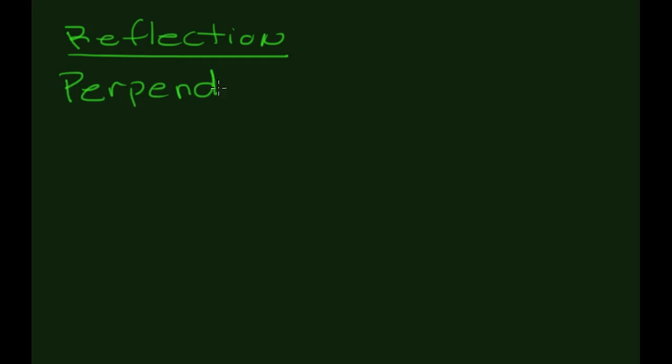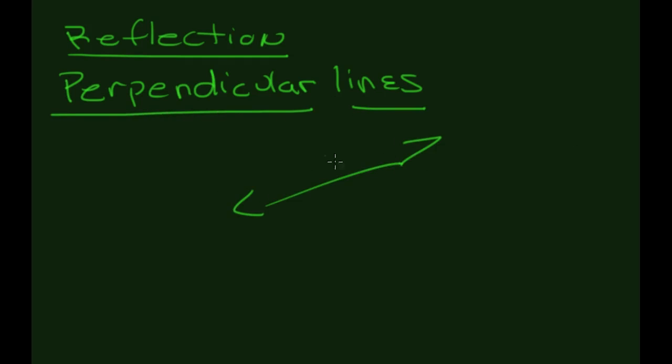Perpendicular lines is something that we're going to be talking about here. This is not entirely a new concept, but if I have a line and I have another line that makes a right angle, these are what we're going to call perpendicular lines.